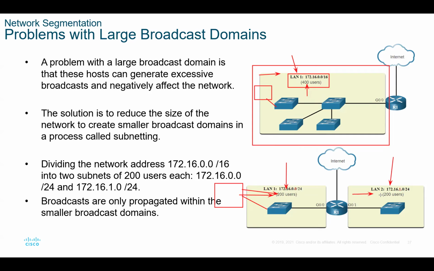And so that is the reason why you will want to break down large broadcast domains, to avoid what we call broadcast storms, where you have so many broadcast packets in the network eating up the bandwidth, affecting user experience and causing unnecessary delay. Okay.